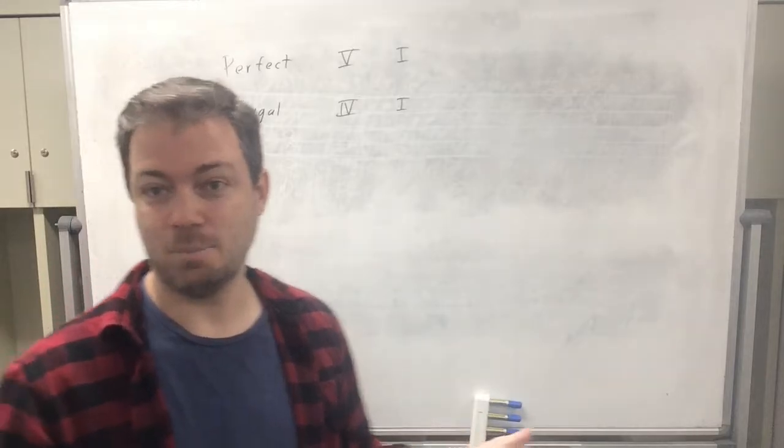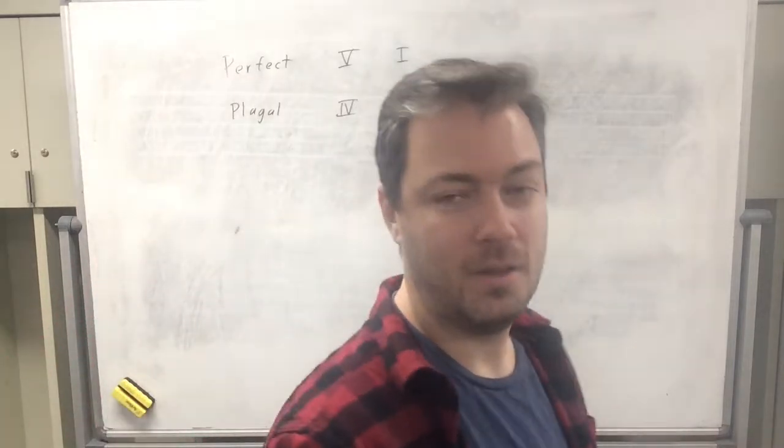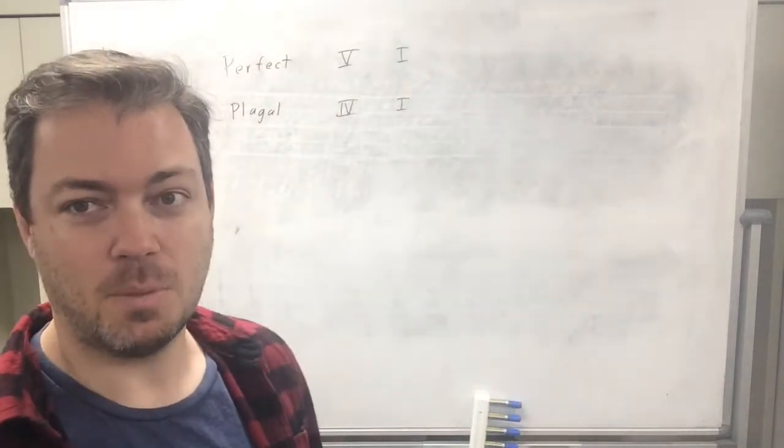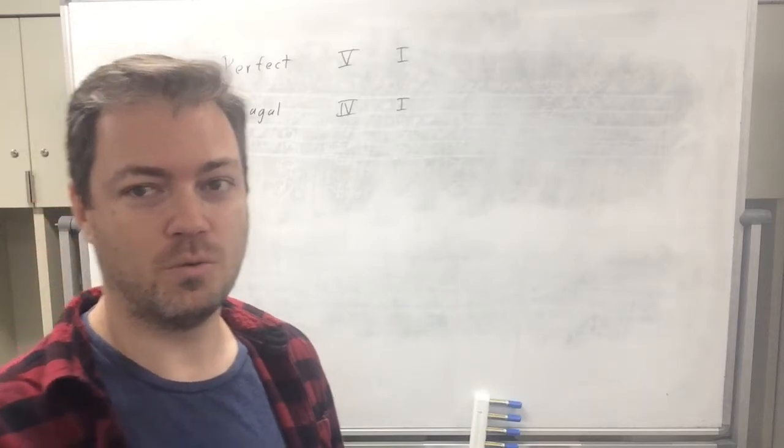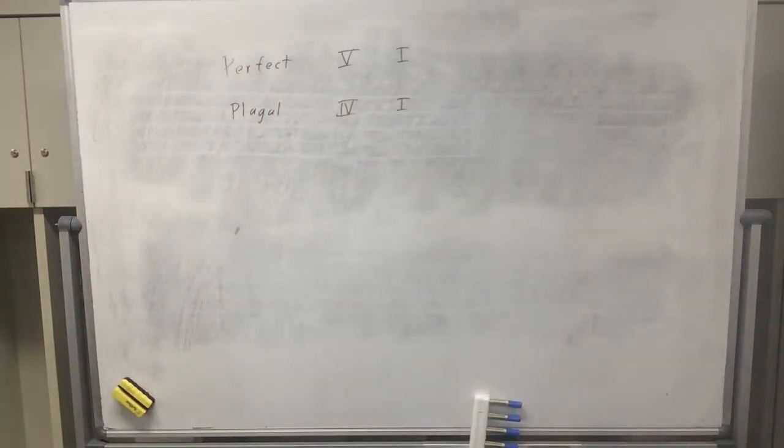So let me play a plagal cadence, which is chord 4 to 1. So here's a question for you. If we're in the key of C major, what are those two chords? Chord 4 to 1. I'll play it and then you can tell me afterwards. So here we go. This is our key. So a plagal cadence, 4 to 1.